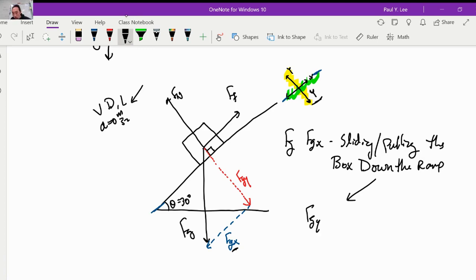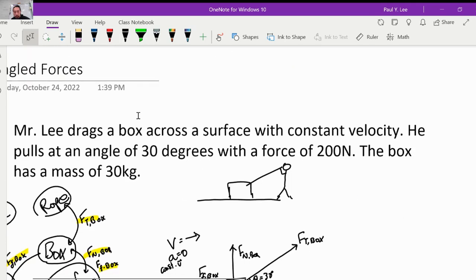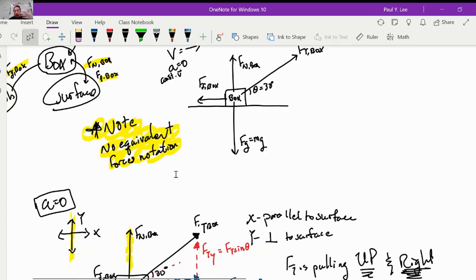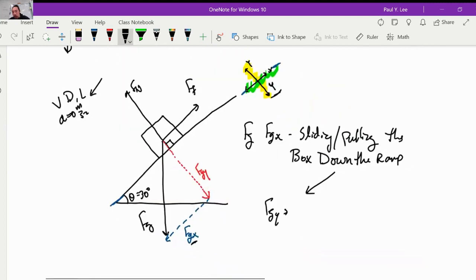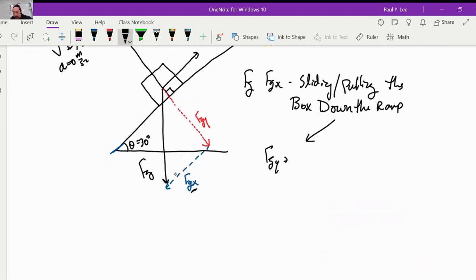And FGY, what is FGY doing? It's doing the same thing that it was doing in the previous problem. So here, in the previous problem, if I were to ask you what FG is doing, remember FG here is along the y-axis. You can say the force of gravity is pulling the box against the surface. And so the situation is the same here. FGY in this situation is pulling the box against the surface.